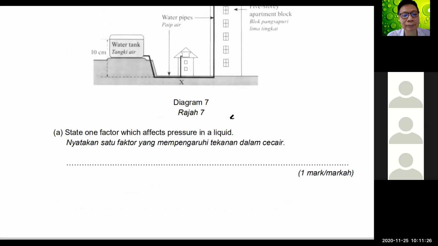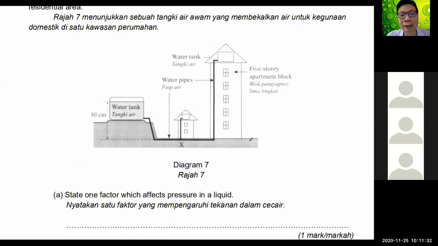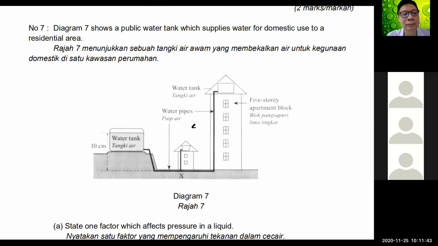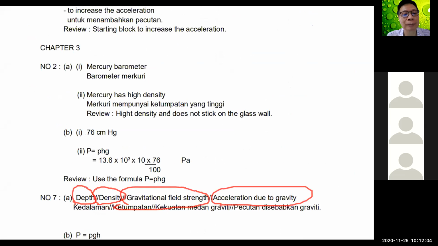The second question. Calculate the water pressure at X. Where is the X? X is here. So you are asked to calculate the water pressure at X. How to find the water pressure at X? You're given the depth here or not? H rho G. H rho G. So you need to get the H, but H we don't have, then how to find it? Yes, correct. The formula is correct. Okay, let's see the formula first.